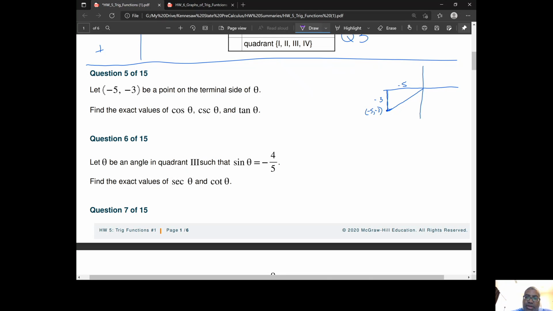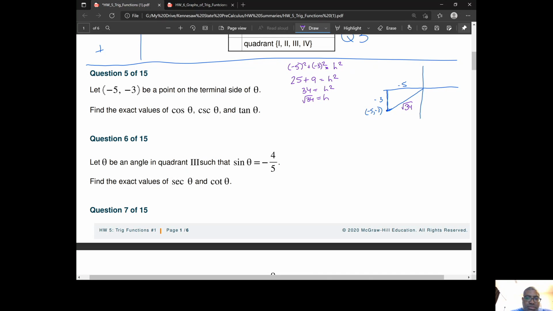So we have -5 squared plus -3 squared is equal to h squared. It's 25 plus 9 is equal to h squared. So it means that 34 is equal to h squared. So root 34 is equal to h. Always the first step.